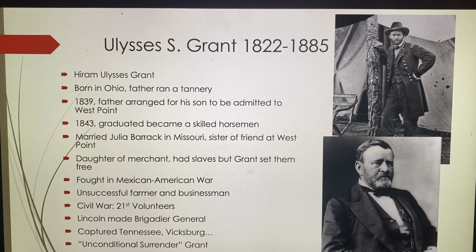He married Julia Dent in Missouri, and she was the sister of one of his friends at West Point. She was a daughter of a merchant, but the merchant had slaves. We're talking about Missouri being then a slave state, so they had slaves. But when he married her and actually inherited this part, basically inheriting these slaves, Grant set these slaves free.